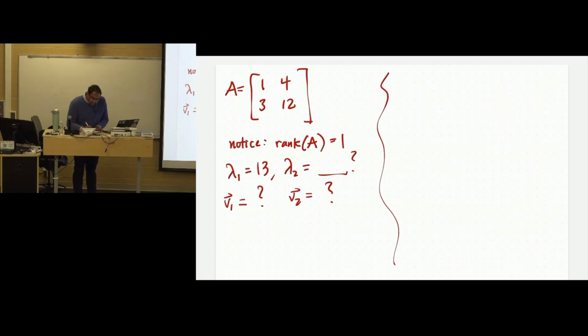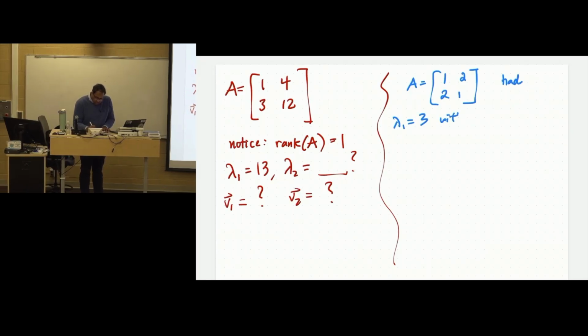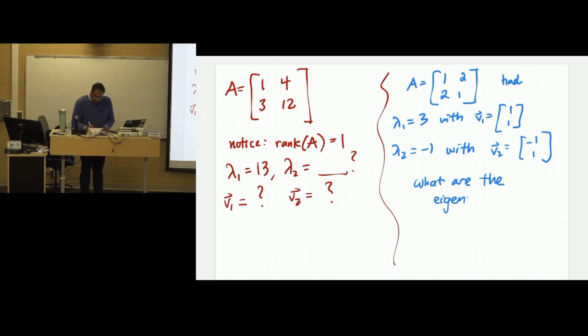The second thing is, before we saw A equals 1, 2, 2, 1, had lambda 1 equals 3 with v1 equals 1, 1, and lambda 2 equals negative 1 with v2 equals negative 1, 1. What are the eigenvalues of A squared? What eigenvectors?